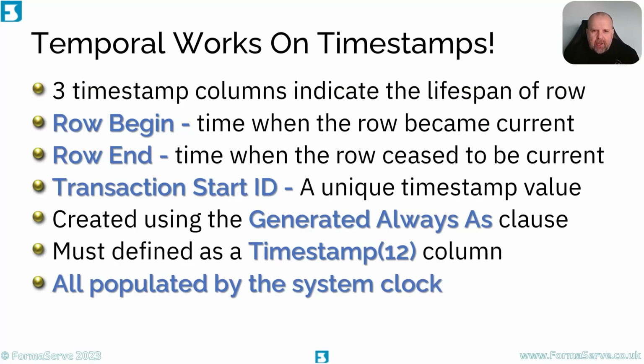We have 3 extra timestamp columns that indicate the lifespan of a row. We have a row begin, a row end, and a transaction start ID. These are all generated automatically. They are created using the generated always as clause. They must be defined as timestamps with a length of 12, and they're all populated by the system clock. Our RPG program doesn't need to know about them. It certainly doesn't update them.